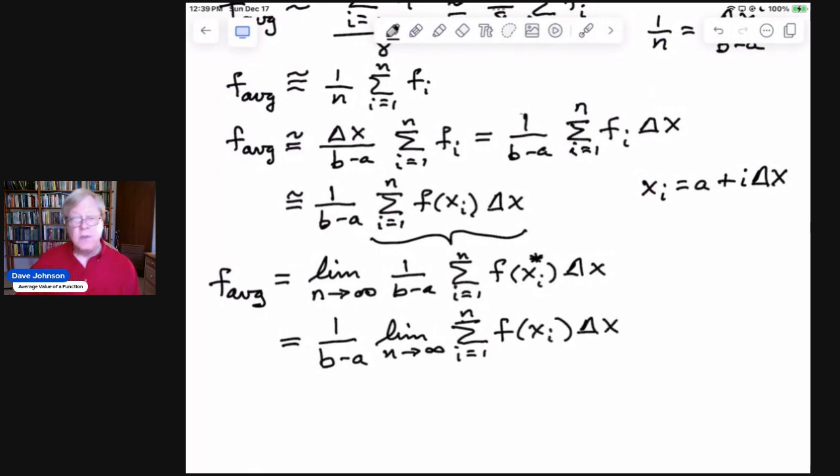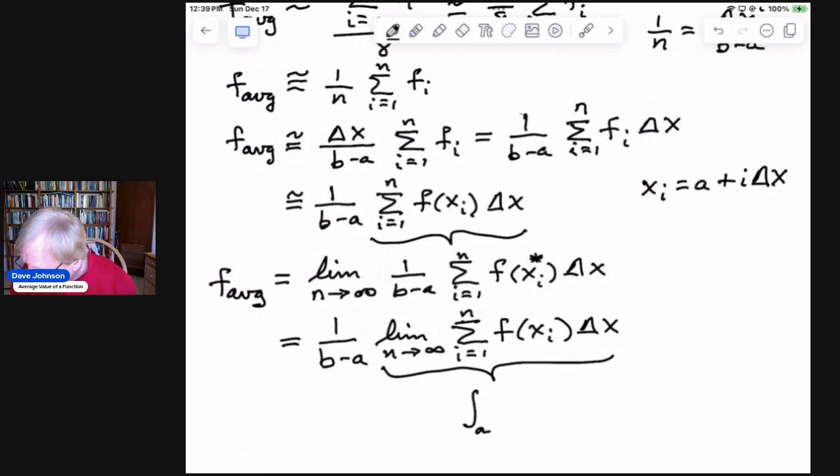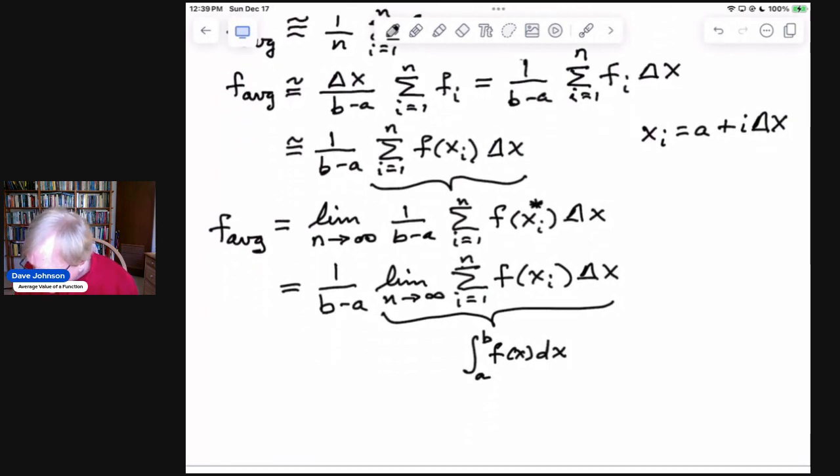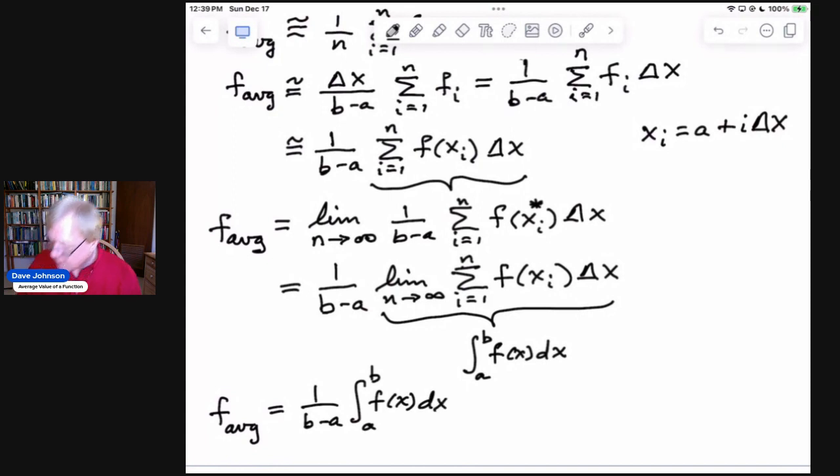Well, okay, so this should be looking familiar. What is that? Well, it's the integral from a to b of f of x dx. And now we see that indeed f average is really 1 over b minus a times the integral from a to b of f of x dx. And we've just proven the formula that we got.